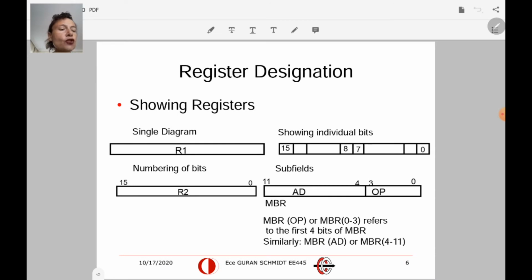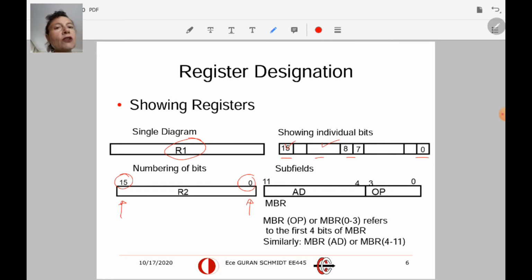We can show the contents of the register by different conventions. You can simply have a box that says R1. For this one, you don't care too much about what is inside. Or I can write the individual bits, so maybe I want to know what is written in each position. In the detailed form, you show the numbering of the bits. The least significant bit is 0, and the most significant bit is n-1 for an n-bit register.